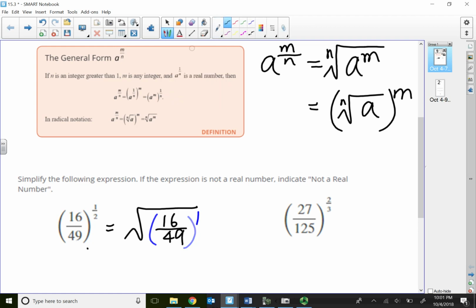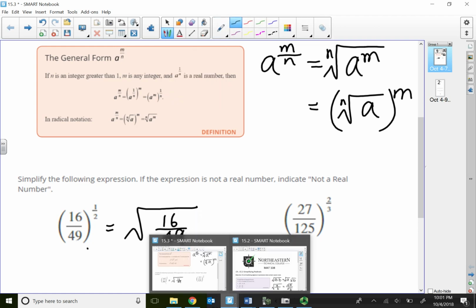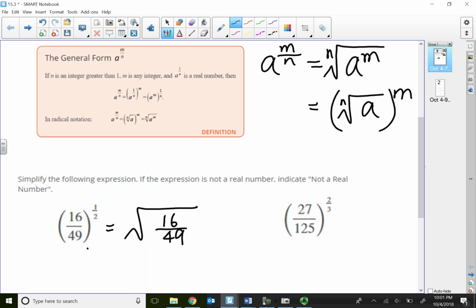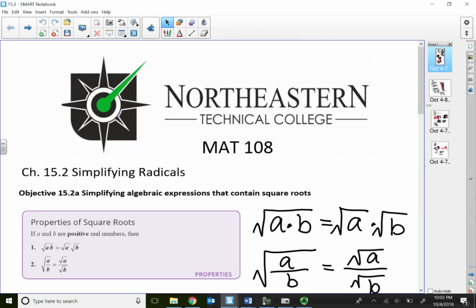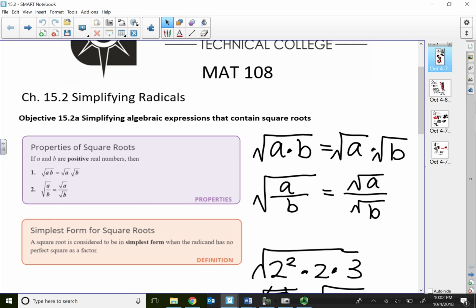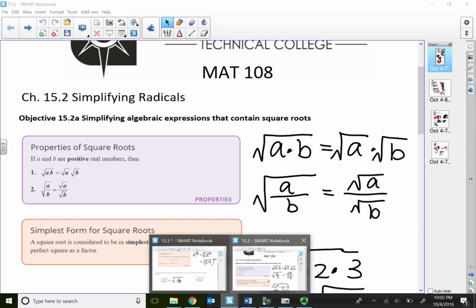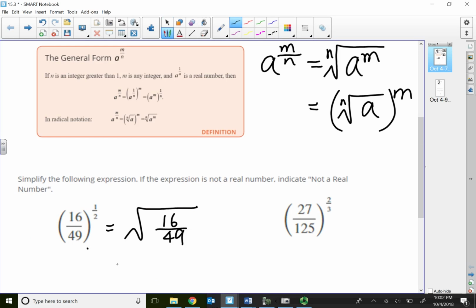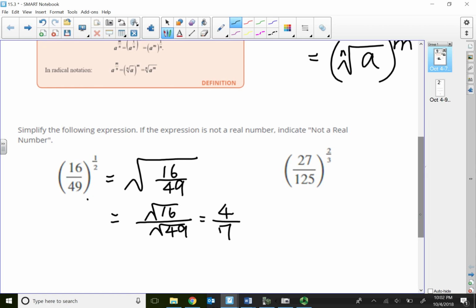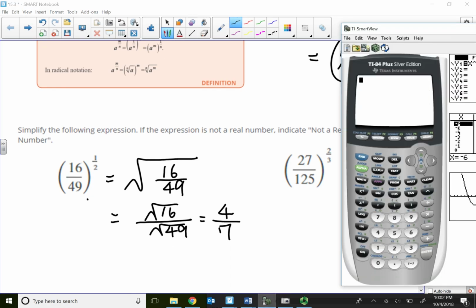Remember back in module 15.2, we talked about how a radical can be split: when I have a division inside the radical, I can split it into two separate radicals. We can do that here as well. So this is the square root of 16 over the square root of 49, and my answer is going to be 4 over 7. If I enter this in the calculator, we just have to be a little bit careful. Start out with a parenthesis, 16 divided by 49.